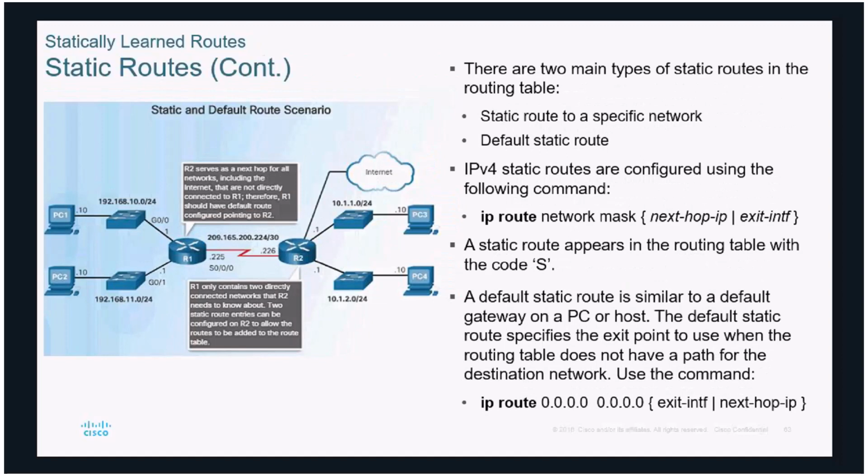Types of route: static. You've got a static route to a specific network, and you've got a default static route. The way you configure a static route is with this command: ip route, then the network, then the mask, that's your address mask, then the next hop IP address, that's where I'm going to, and my exit interface.